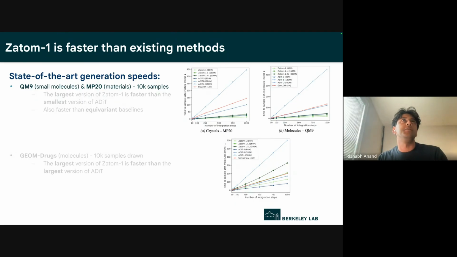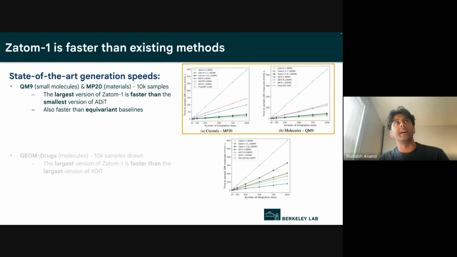And when you have such a model which has this pure transformer-based trunk, which is leveraging some of the advancements in optimizing for hardware usage, GPU usage, on QM9 and MP20, it's really cool to see that our largest version of Zatom is actually much faster than the smallest version of ADIT. And ADIT is a latent generative model, and I guess the promise of latent generation was to speed up compared to generative models in ambient Euclidean space, for example. So this is a really interesting result.